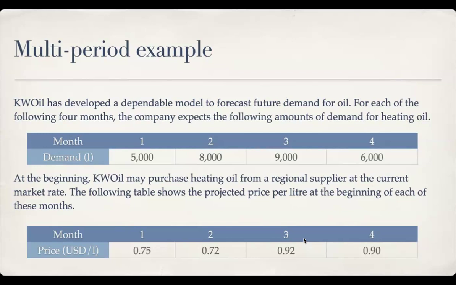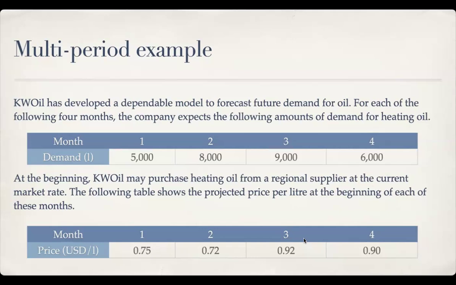KW Oil has a model to forecast future demand for oil. So they know that in the future their customers require 5,000 liters in the first month, 8,000 liters in the second month, 9,000 liters in the third month, and 6,000 liters in the fourth month.